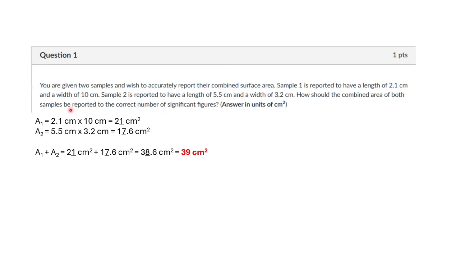Area is, in this case, length times width. So sample 1 would be 2.1 centimeters times 10 centimeters. Each of those we can assume is two significant digits. In the propagation of significant figures through the operation of multiplication, your result should keep the fewest number of significant figures of the two inputs. In this case, they both have 2, so our result would be reported to 2 significant figures.